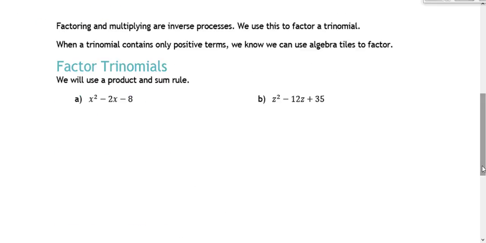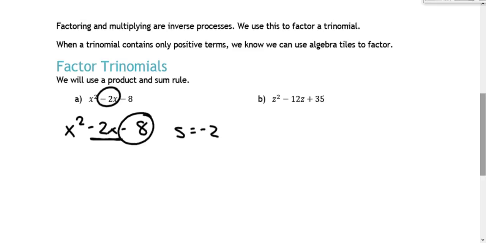Factoring and multiplying are inverse processes. So that's like saying multiplication and division are inverse processes, and addition and subtraction. So when a trinomial contains only positive terms, we can use algebra tiles to factor. We are going to start right away with understanding what the product and sum rule is. So I noted last time when we looked at this that the two inner terms created this when we were doing the FOIL rule. So if we look at x squared minus 2x minus 8, we know that we need to find something that's going to add to negative 2. And we knew that the last term had to multiply to 8.